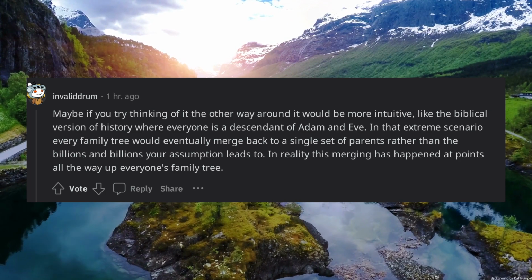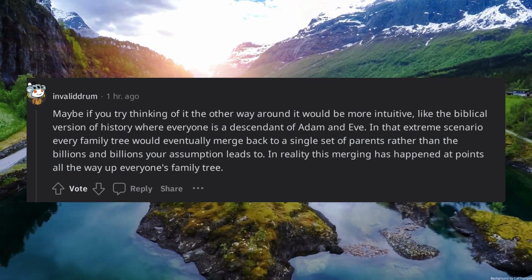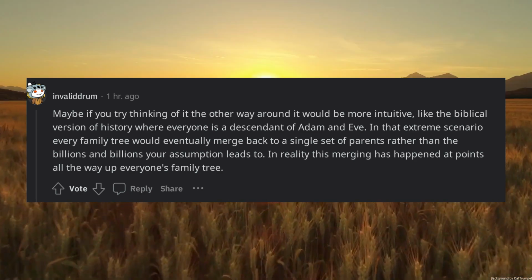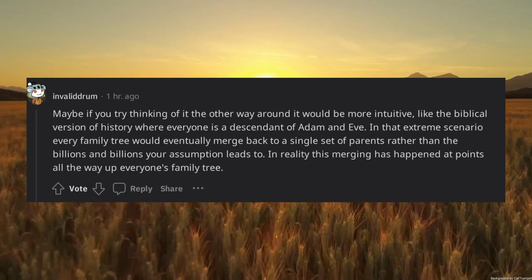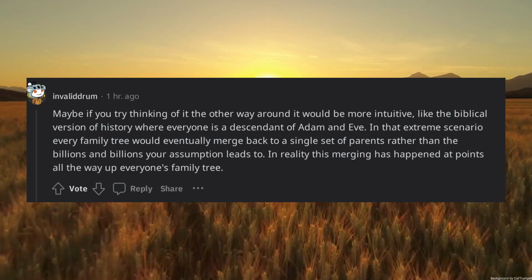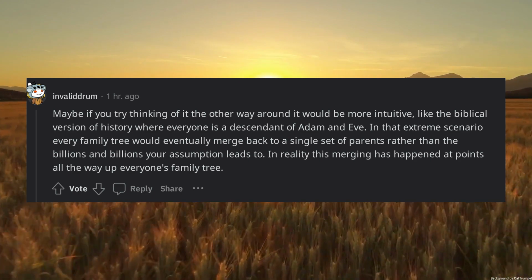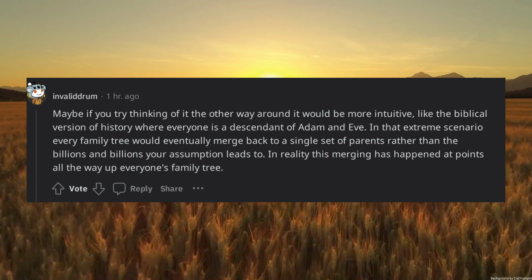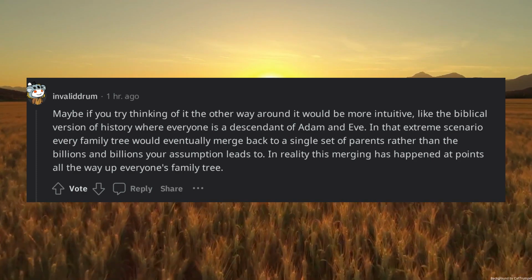Maybe if you try thinking of it the other way around it would be more intuitive, like the biblical version of history where everyone is a descendant of Adam and Eve. In that extreme scenario every family tree would eventually merge back to a single set of parents rather than the billions and billions your assumption leads to. In reality this merging has happened at points all the way up everyone's family tree.